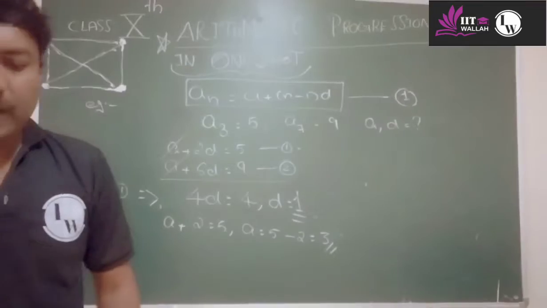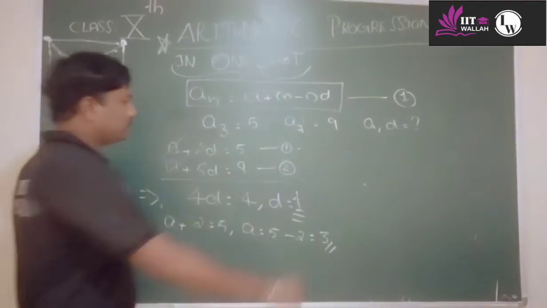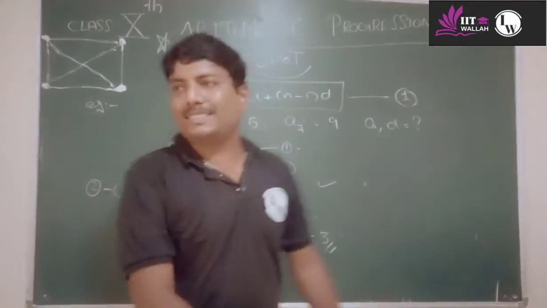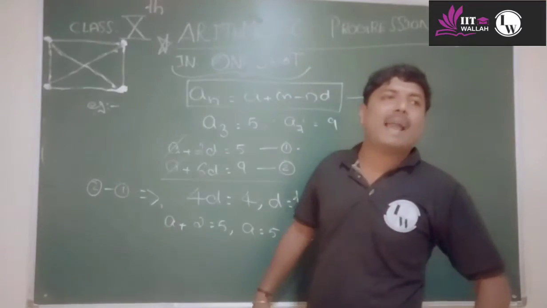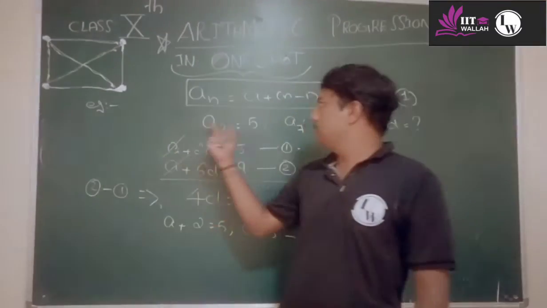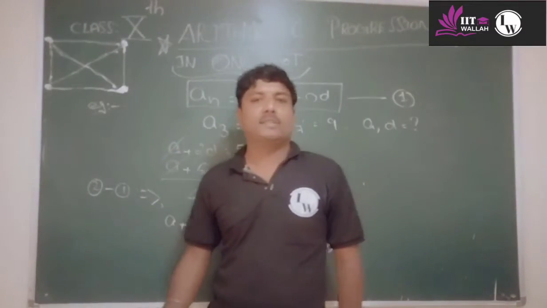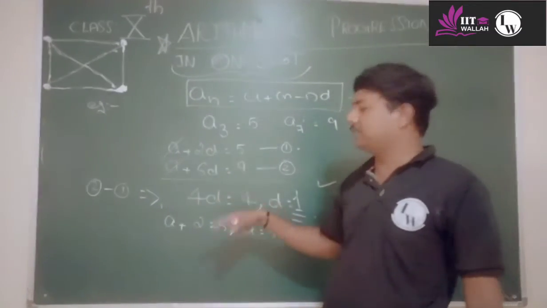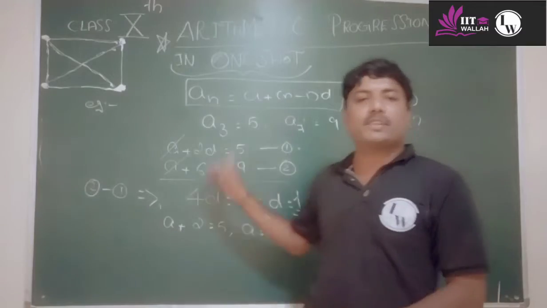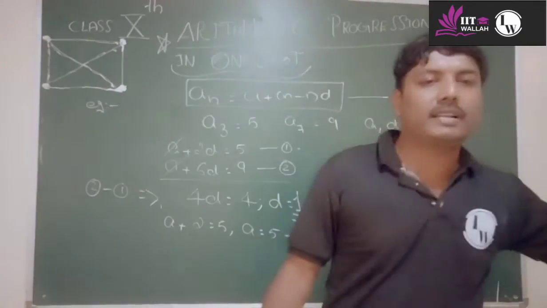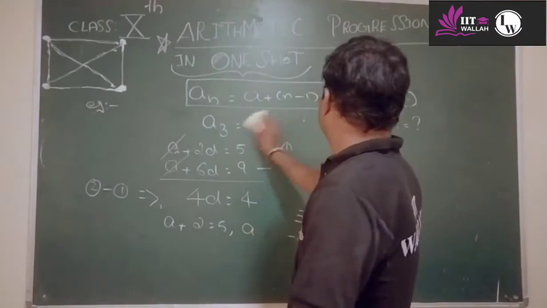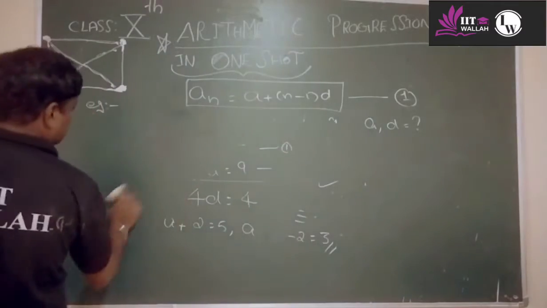Okay? D equal to 1 and a equal to 3. Understood this problem? So we will be asked like this. Two terms are given. We will be asked to find the first term and the common difference. What we will do? We will write the equations and we will solve this by the elimination method. You already solved this. Got it?